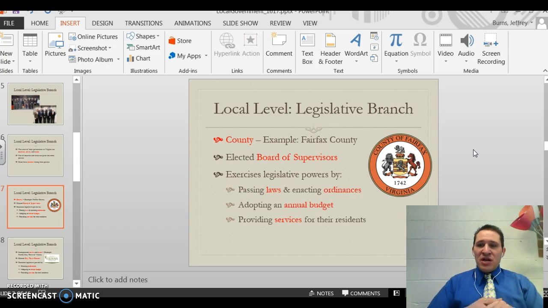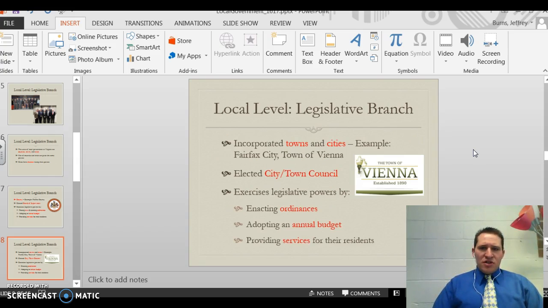How are we going to use our tax money to provide services for our residents? An example of services might be snow or trash removal. Public schools, of course, is the quintessential example. All right, going down. We also have incorporated towns and cities, such as the town of Vienna, Fairfax City, the town of Clifton, the town of Herndon. These towns are part of Fairfax County.